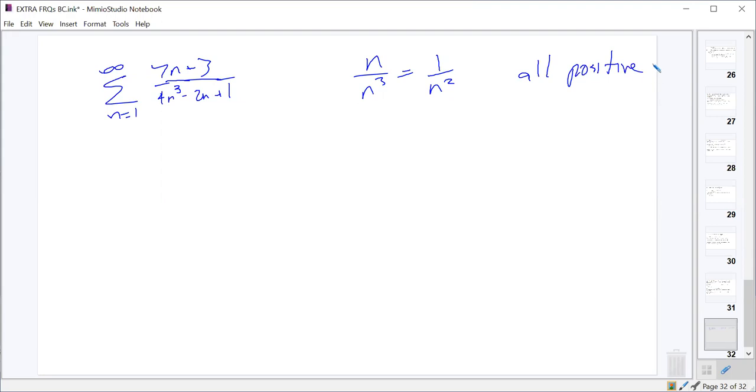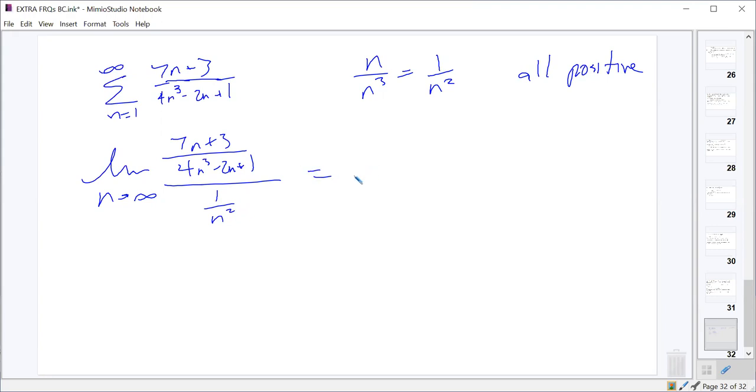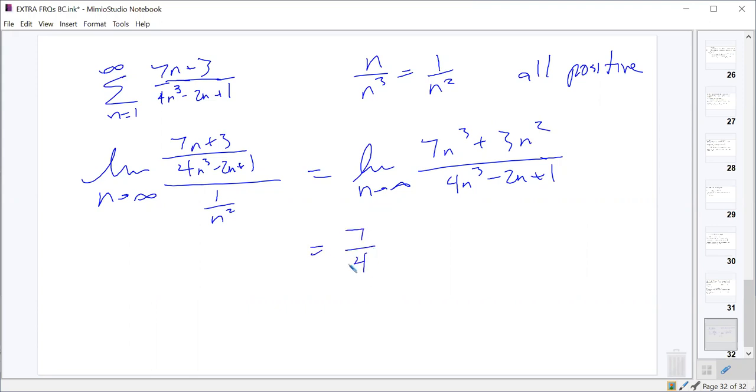And so we should be able to use the limit comparison test on these by setting up the ratio for the limit as n approaches infinity of our series, so 7n plus 3 over 4n cubed minus 2n plus 1, over 1 over n squared. And since when you flip that around, that becomes the limit as n approaches infinity of 7n cubed plus 3n squared over 4n cubed minus 2n plus 1, we'll recognize that the limit of this is equal to 7/4.